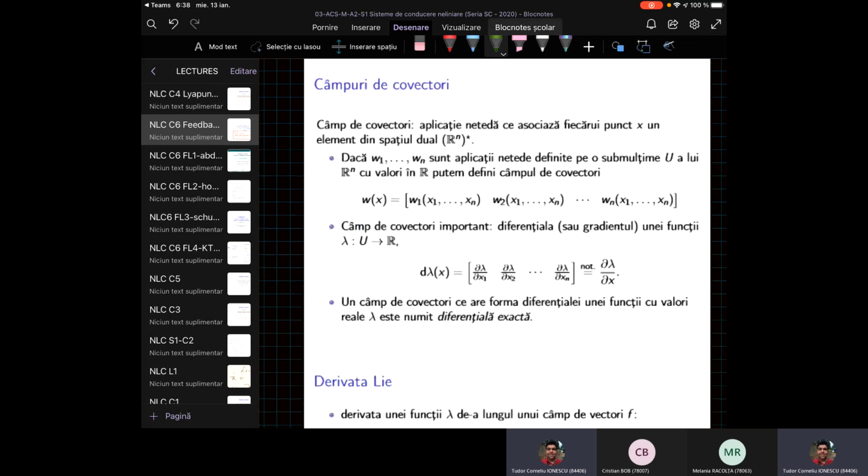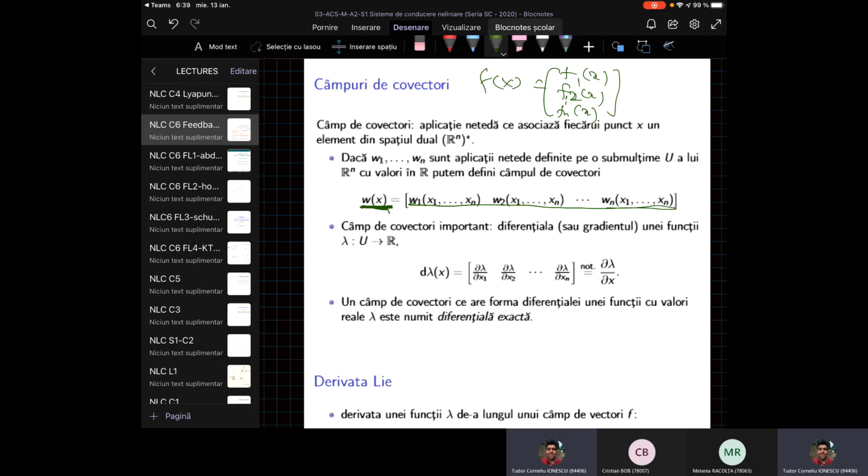We also have covector fields, which are defined like this. This is what a W of x looks like. So if you have f of x, a vector field, this is a covector field. This is a covector field, okay?